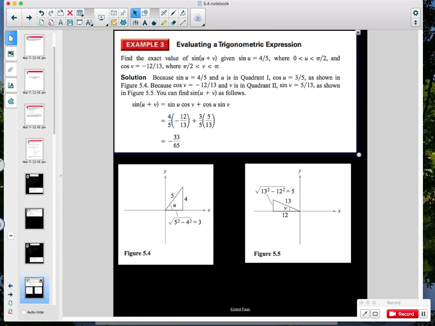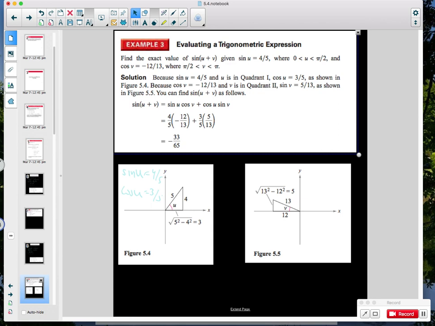So now I can summarize. On the first one, I know that sine of u is 4/5. But similarly, I know that cosine of u, what is cosine of u? Easy here. Cosine is adjacent over hypotenuse, so it's 3 over 5. And let's go to the v one.